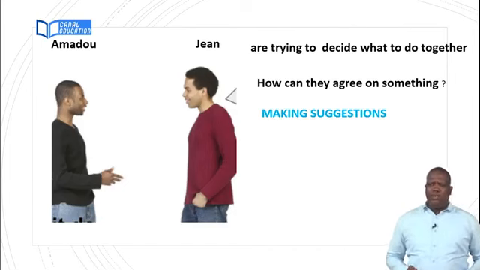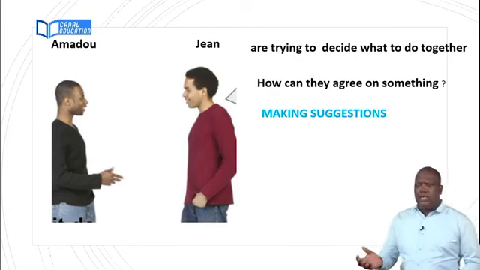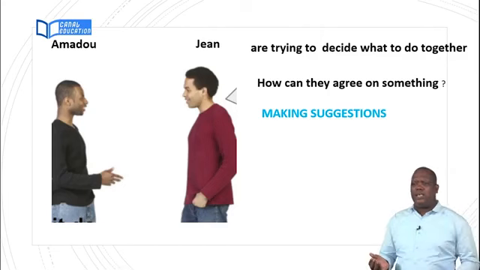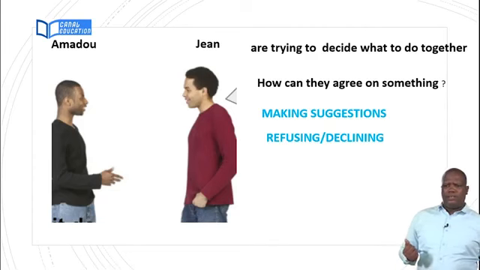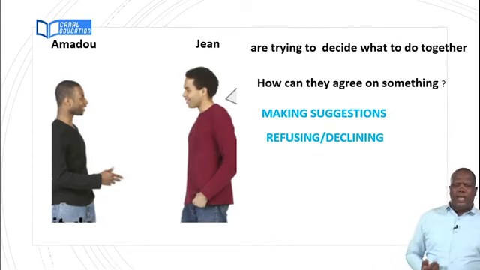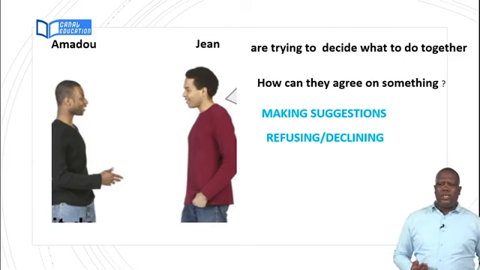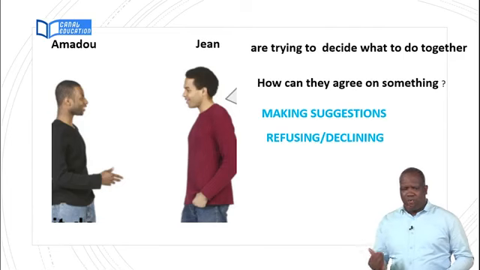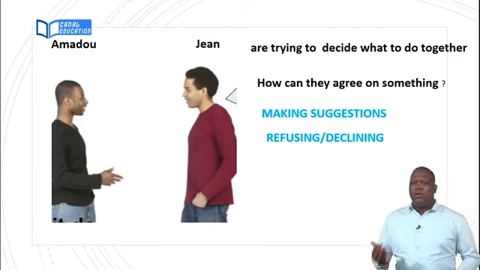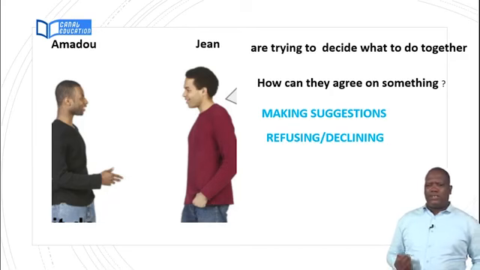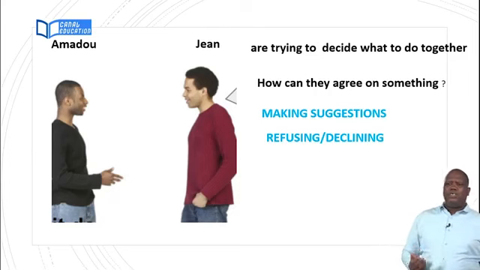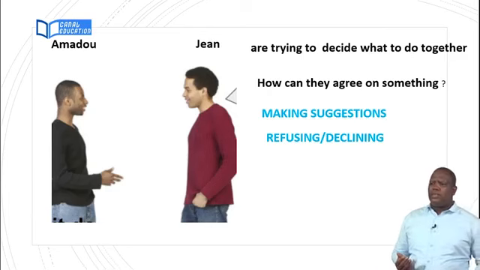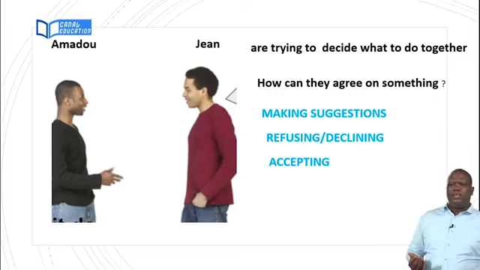Now, if you are with your friend and he makes a suggestion and you don't think that the idea is a good idea, what do you do? So you can refuse it, okay, or decline it. But when you decline, you should give a reason why and also propose something else. Now, once one of the two friends proposes an idea that the other thinks is a good idea, what should the person do? Then the person should accept the suggestion.